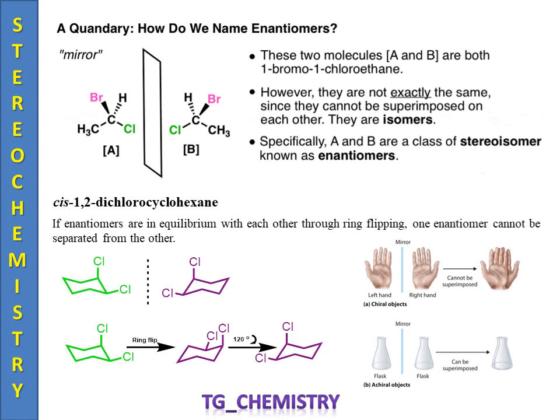In the green isomer and the purple isomer, you can see they are mirror images of each other, and also it is possible that the green isomer of cis 1,2 dichlorocyclohexane can undergo ring flipping, and a further 120-degree rotation will lead to the purple isomer, which is the mirror image of the green one. Now if the enantiomers are in equilibrium with each other through ring flipping, one enantiomer cannot be separated from the other. This needs to be remembered.